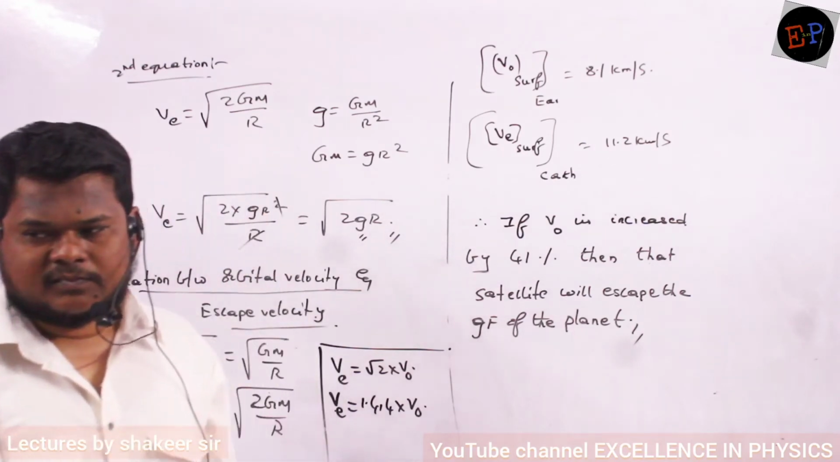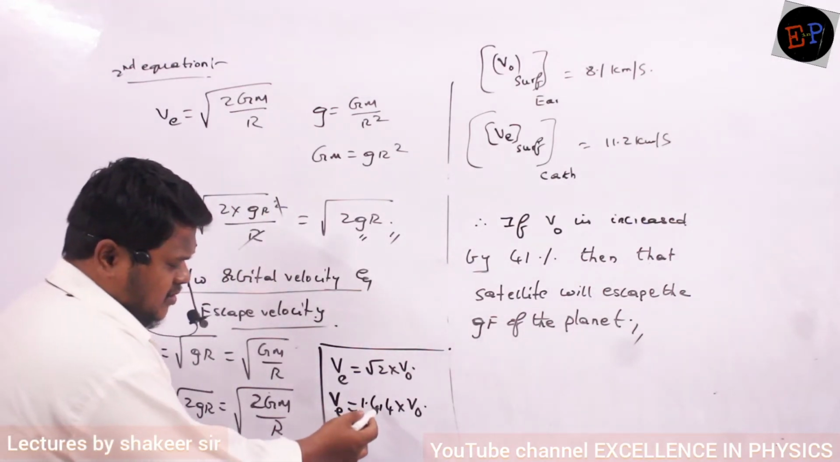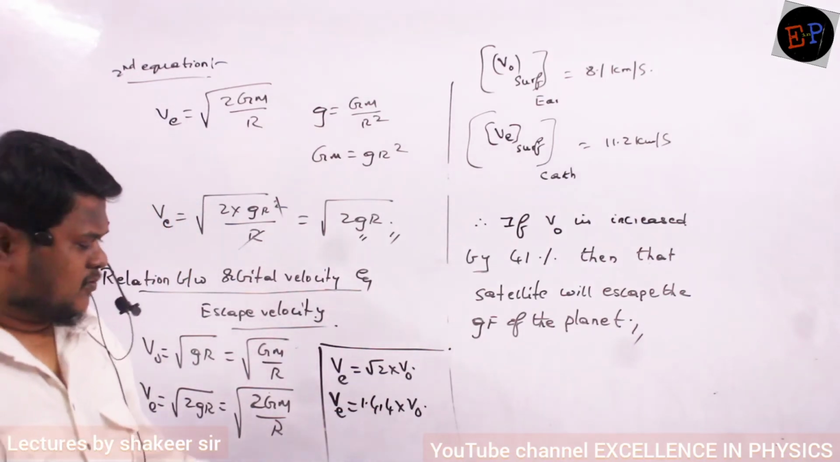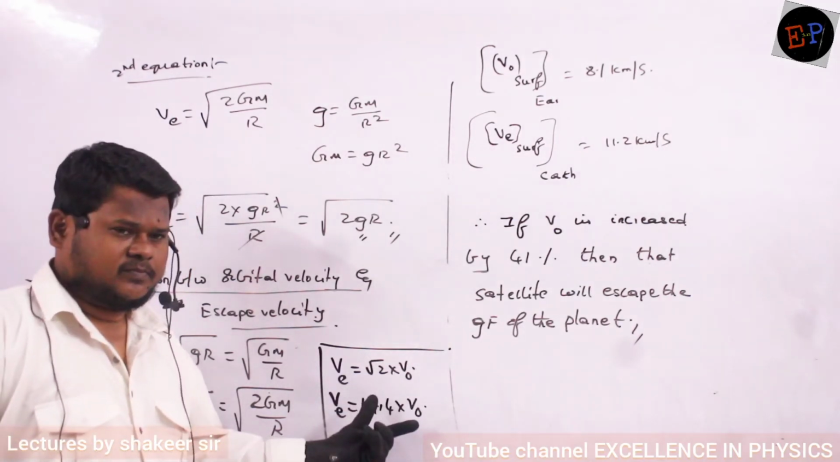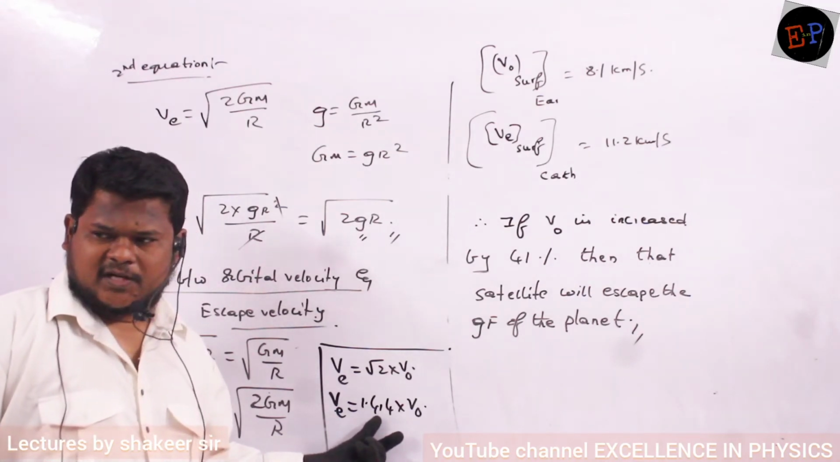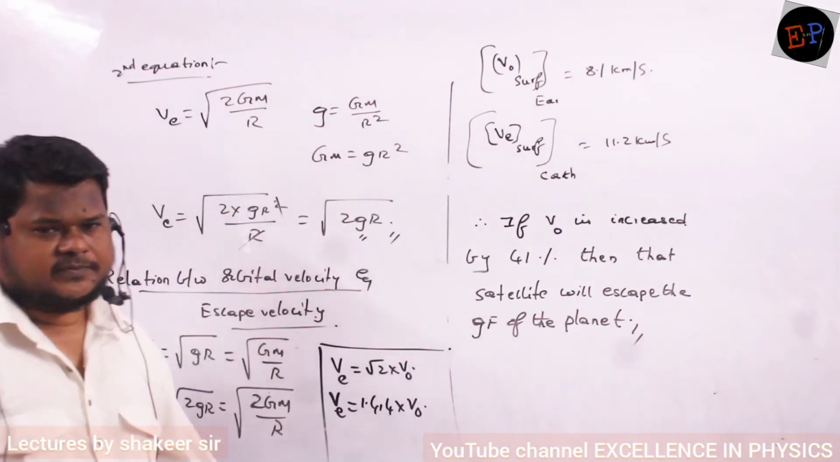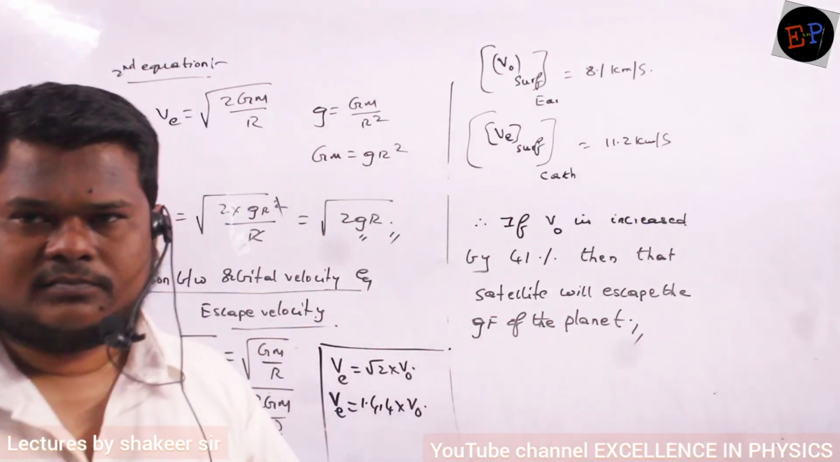Sir, 1.4? It is 0.414, 41.4. 1 into V0 means both are the same. How much a fraction is bigger? 0.414 is bigger. Fraction multiplied by 100%, so 41.4%. That's it. Make a note of it.